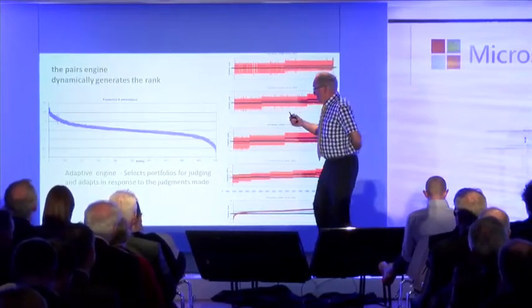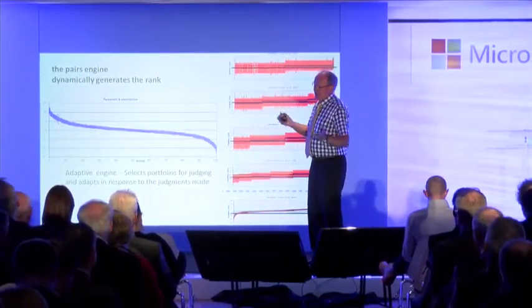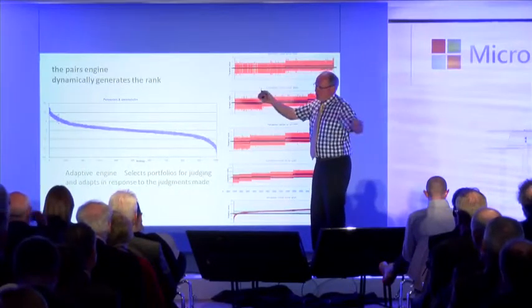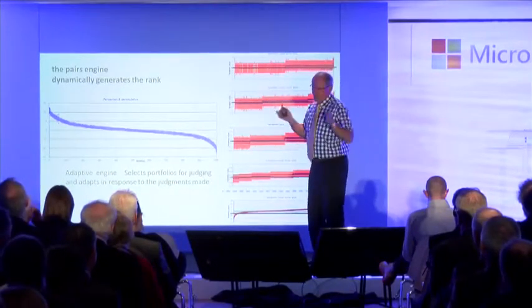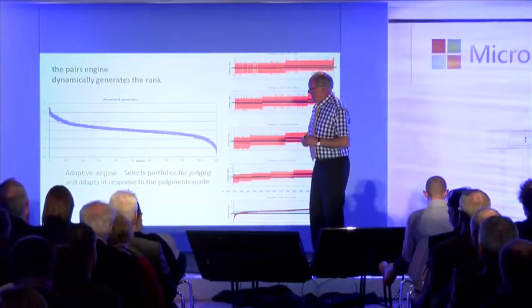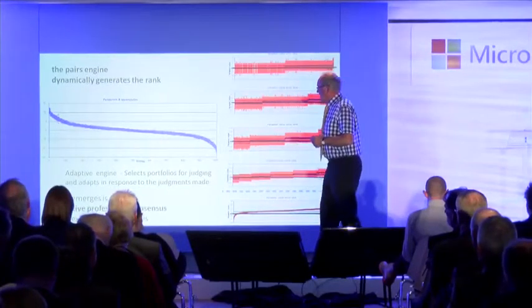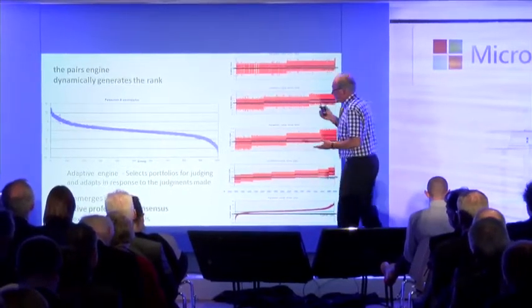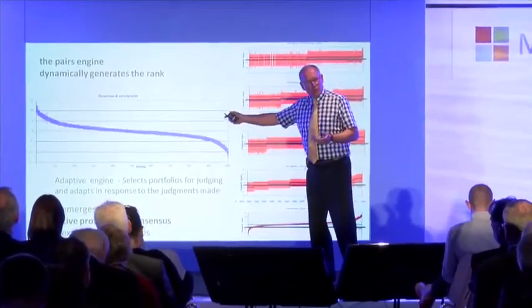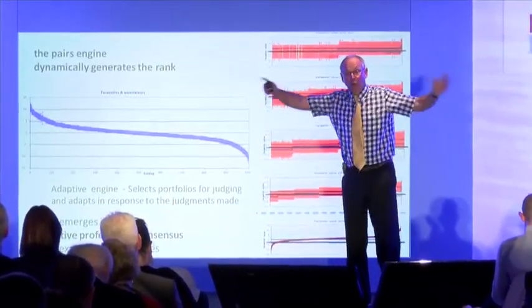The adaptive engine is what selects, it's a very clever algorithm that selects which portfolios to choose and to which judge, as it were, they're going to be sent. And what emerges is the collective professional consensus of all the teachers looking at all the portfolios.